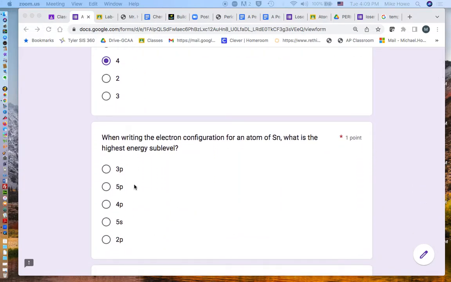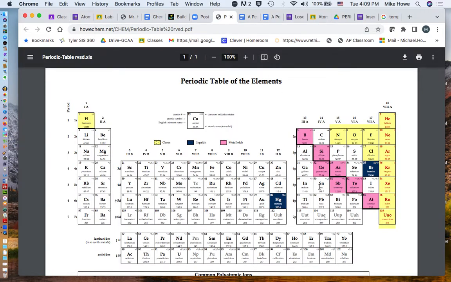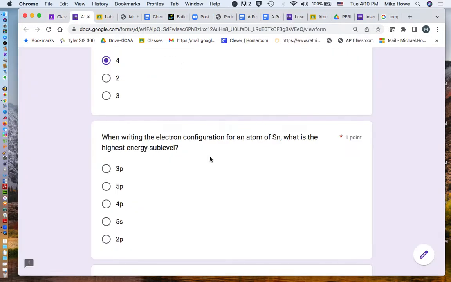Okay, when writing the electron configuration for an atom of Xe, what is the highest energy sublevel? Let's take a look at a periodic table to answer that. Xe is this element right here, and you can see that it's in the 5p region, so the highest energy sublevel is the 5p. See, 5p goes here: 5p1, 5p2, 5p3, 5p4, 5p5, and 5p6. All right, so it'll be 5p.